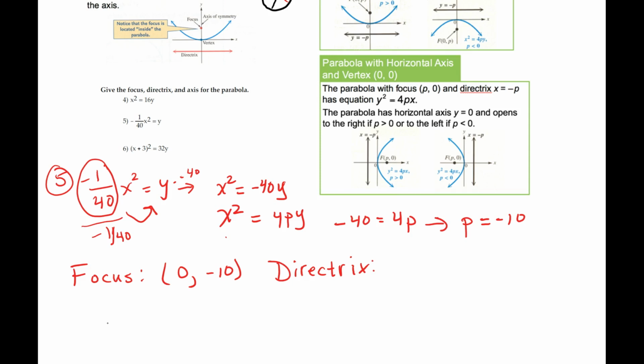And our directrix, let's write out our directrix. It's going to be the opposite of -10, so +10. All right, and because it's vertically oriented, we're going to still have y-axis symmetry.